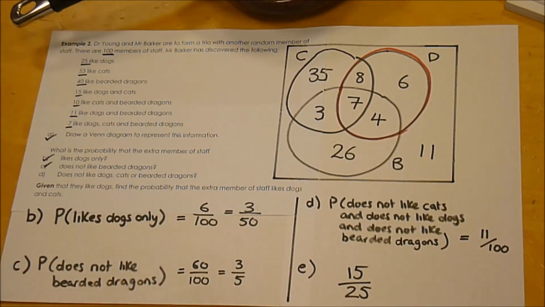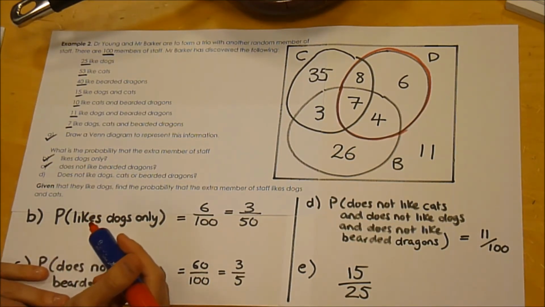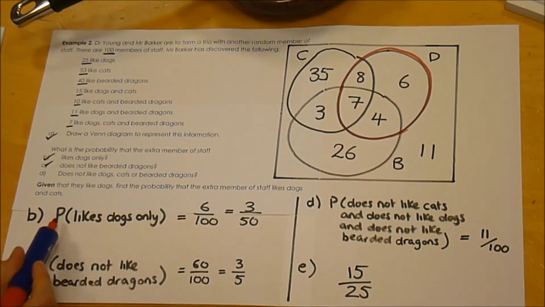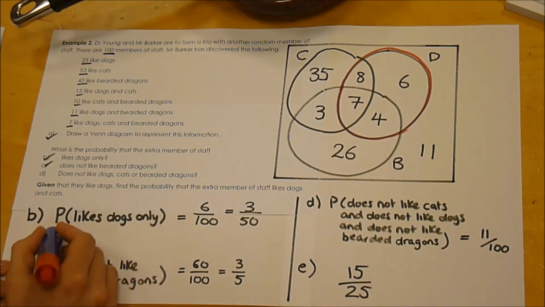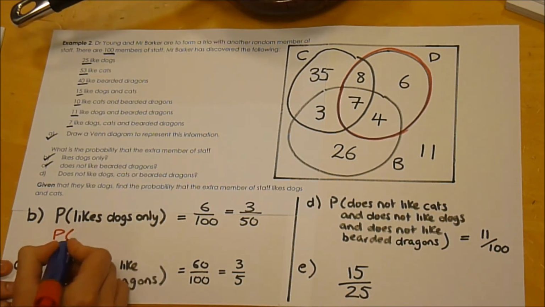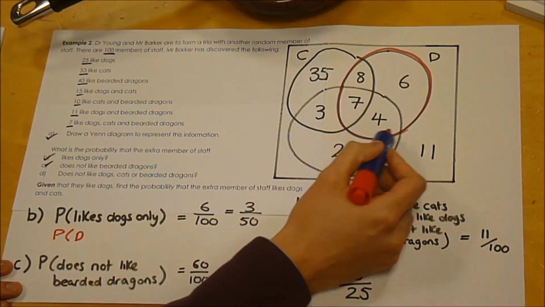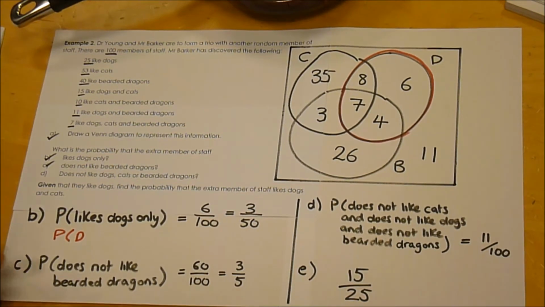Now when we get to example 2 and we go through, well, these are ever so slightly trickier. Just have to be a little bit careful when you write them. So in words, part B was probability likes dogs only. Well, when we think about that, that's the probability of them liking D, but in this circle D we've got people who like cats, like bearded dragons, hell, they even like all 3. Well, we only care about the ones that like dogs only.